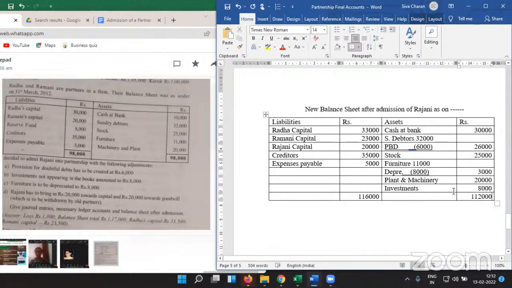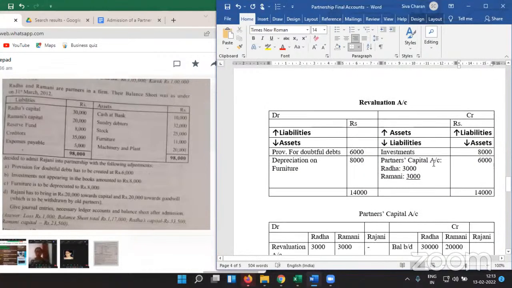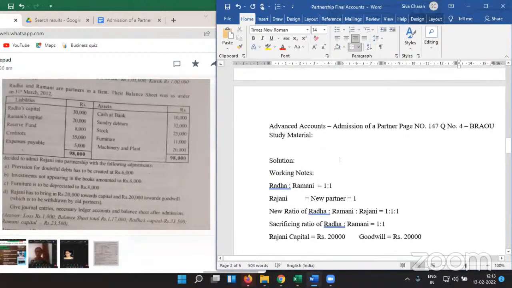So 4,000 difference. Okay. What's the time? Some more 15 minutes we have. So we can do it now. Changing this, I'll tell you. This revaluation from here it comes. No, here also, if it is on the basis of capital. Wait.